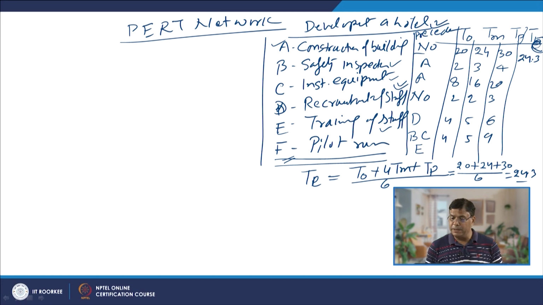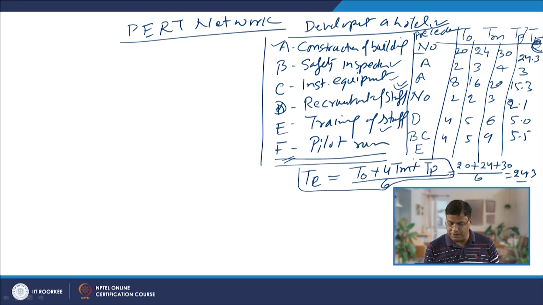Likewise, we will be calculating the expected time values: 3 days for activity B, and for activity C it will be, say, 15.3, then for activity D it is 2.1, for activity E 5 days, and 5.5 days for activity F. So, these expected time values are calculated using this simple equation.